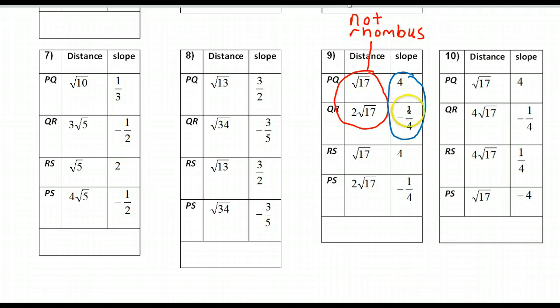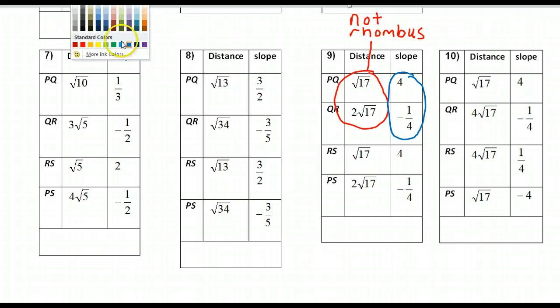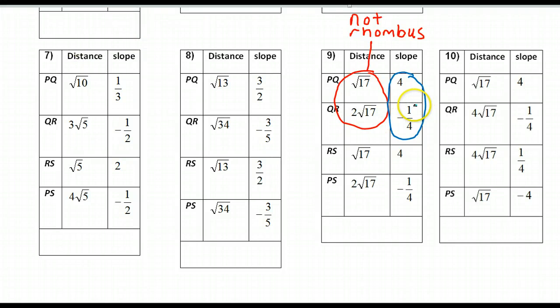Again, let's be careful though. It takes more than just one. You can have one 90-degree angle, and then maybe the other ones aren't 90 degrees. So let's keep looking at other consecutive slopes. So these are also opposite and reciprocal. And these are also opposite and reciprocal. Okay, all of the consecutive, even the ones on the ends, the 4 and the negative 1/4 on the top and the bottom, every consecutive pair is opposite and reciprocal.